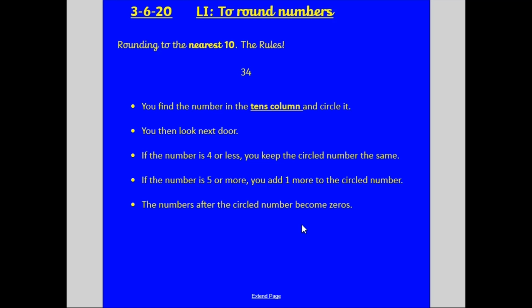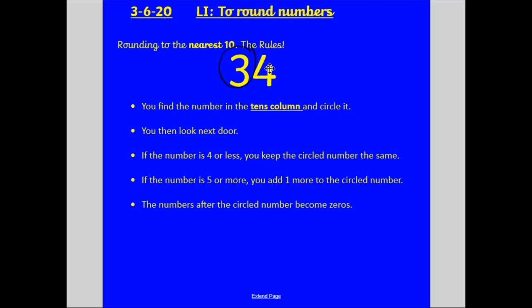Now, rounding to the nearest 10, the rules. You'll need to find a number in the tens column and you circle it. So let me just make this a little bit bigger. So I've got 34 here. I find the number in the tens column and I circle it. There we go, circled.